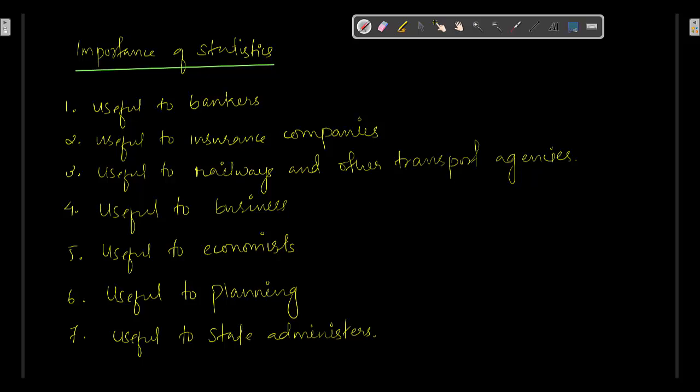Number one, it is useful to bankers. Statistics is useful not only to businessmen but also to all those who are engaged in specialized businesses as well. So a banker needs information to decide about the ratio of reserves in addition to his statutory obligations. So here as well, the data that is recorded, a banker can use in order to fulfill his statutory obligations.